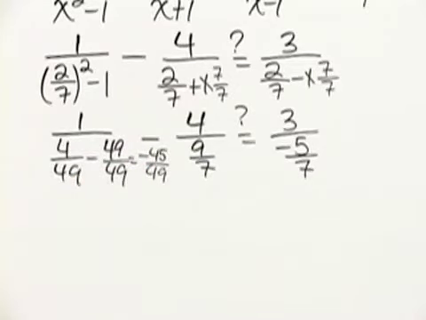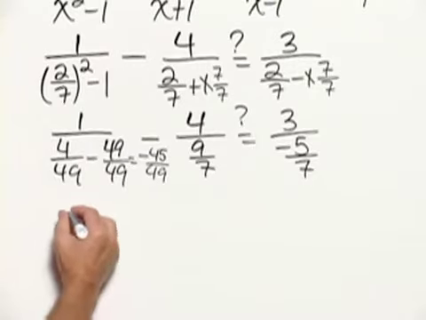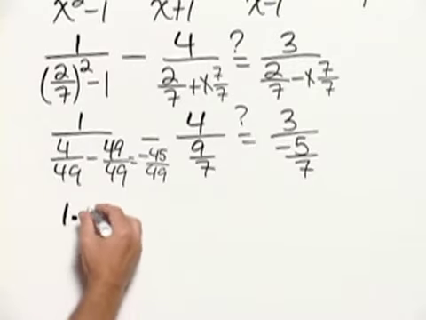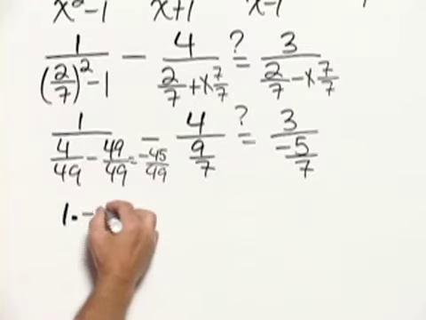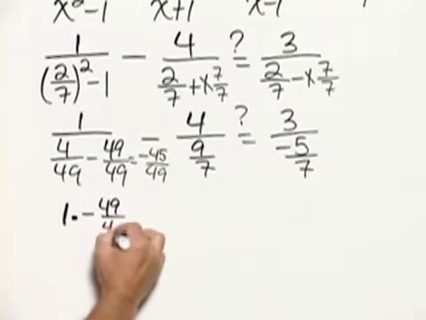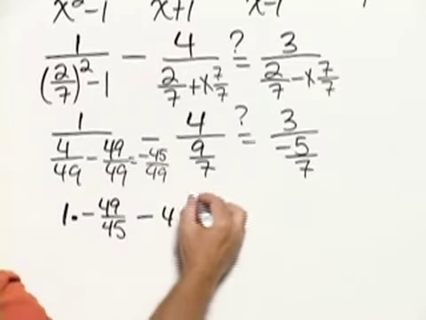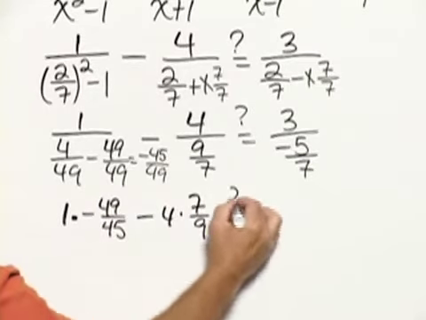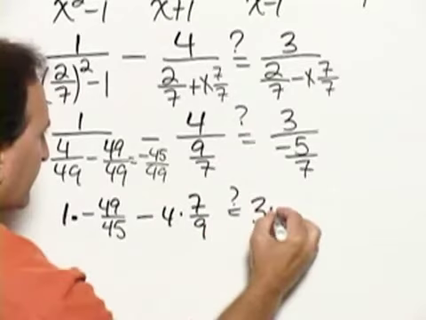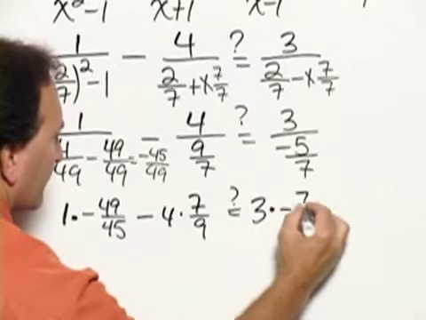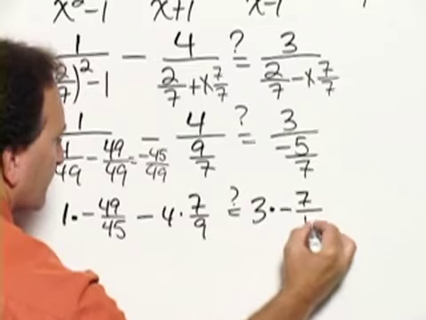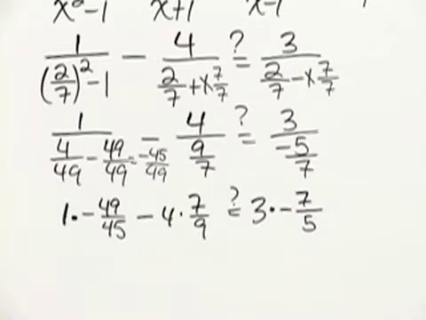Each of these is being divided by a fraction. And therefore, when you're dividing by a fraction, you change it to multiplication times the reciprocal. So this becomes 1 times, in this case, negative 49/45 minus 4 times 7/9. We want to know, does that equal 3 times negative 7/5?